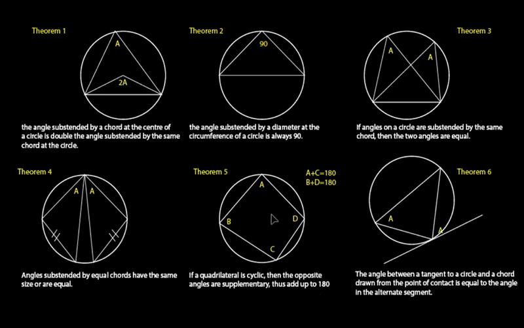So what do we mean by opposite angles over here? We mean the angle over here, A and then C. If we add them, they should be equal to 180. So if we add A plus C, it should be equal to 180. If we add B and then D, it will also be equal to 180. That is what this theorem is telling us.